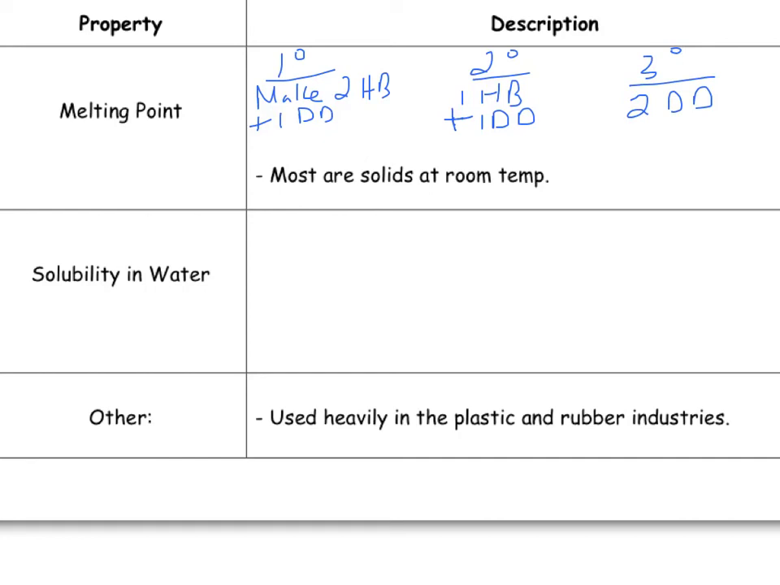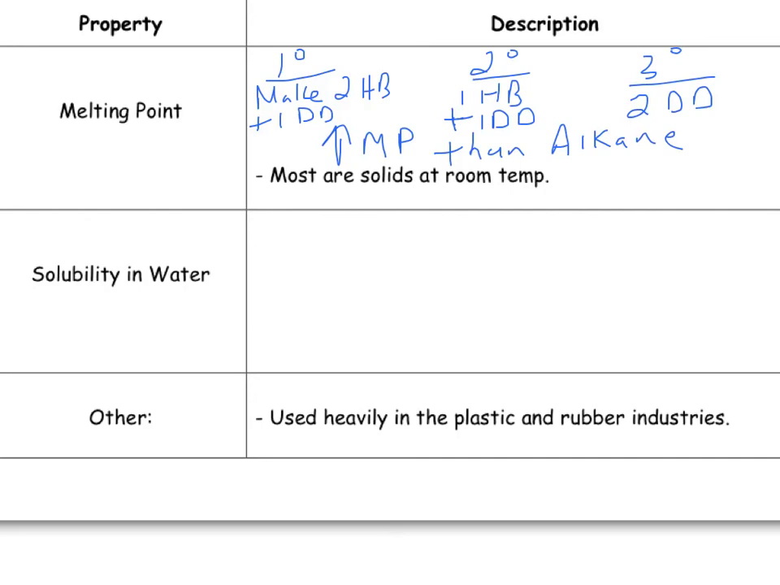Each classification has a higher melting point than a nonpolar alkane. These combinations of intermolecular forces are very strong. That gives amides the characteristics of most of them being solids at room temperature.